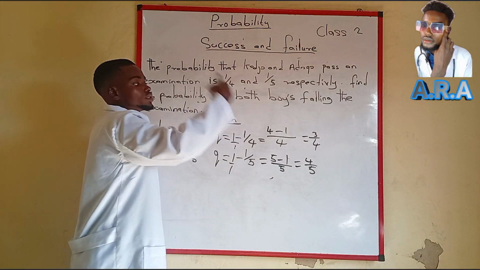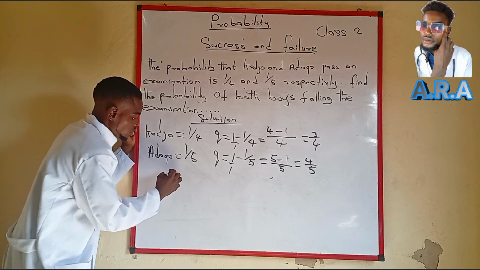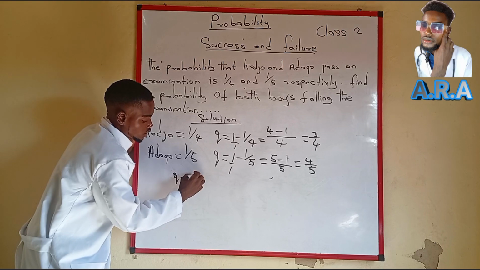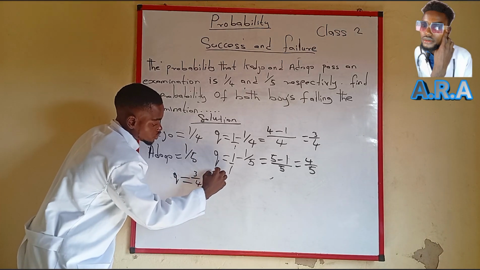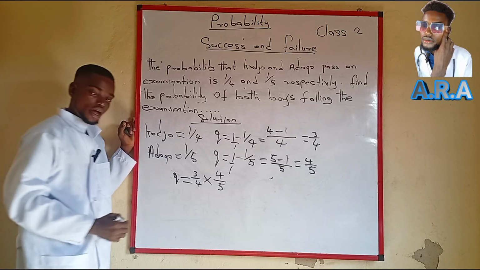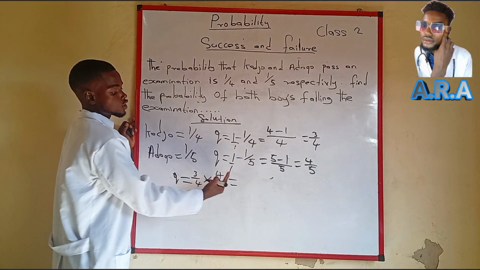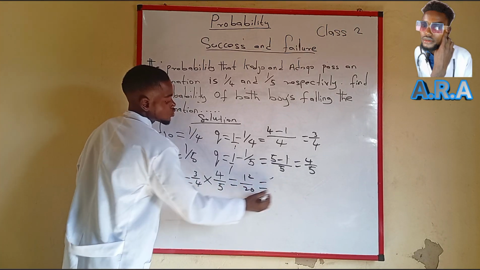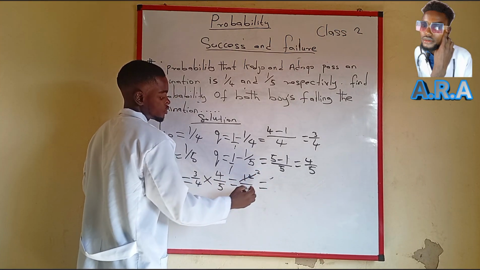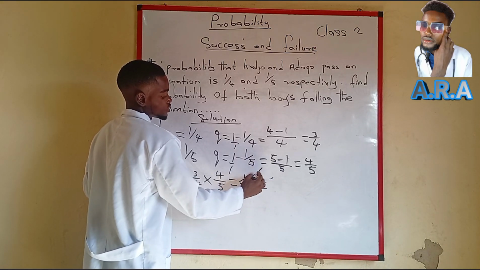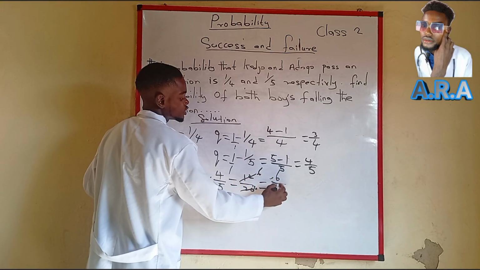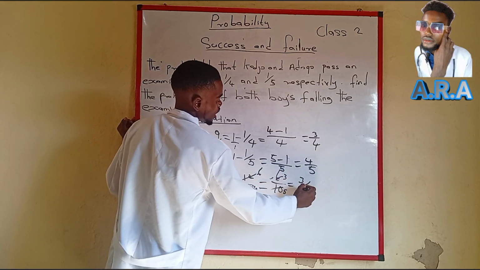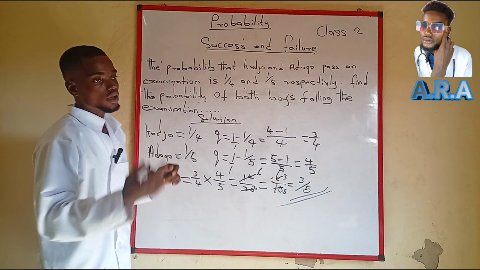Now, the probability of both boys failing is going to be Q equals 3 over 4 multiplied by the other failure, 4 over 5. All right, this is going to give us 3 multiplied by 4, 12, over 4 multiplied by 5, 20. 12 over 20, here divided by 2, here divided by 2, I'm going to have 6 and 10. So 6 and 10. 2 could divide again, giving 3, and 2 could divide again, giving 5, which equals 3 over 5. This is the probability that both boys fail the exam.